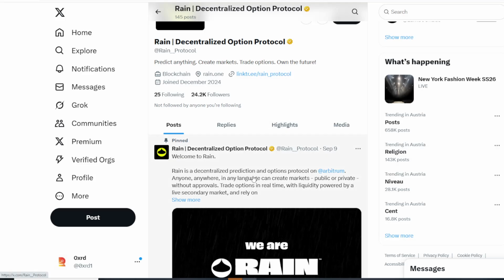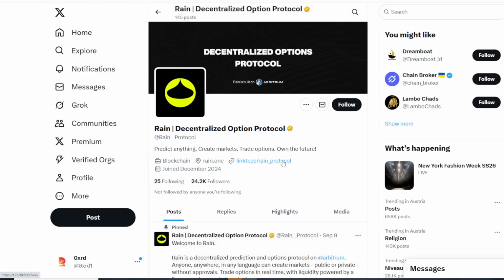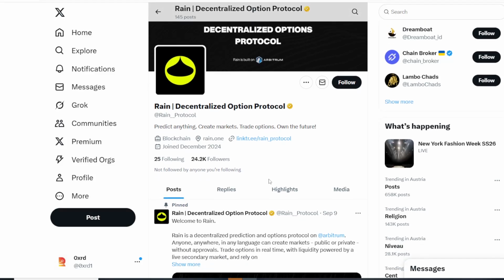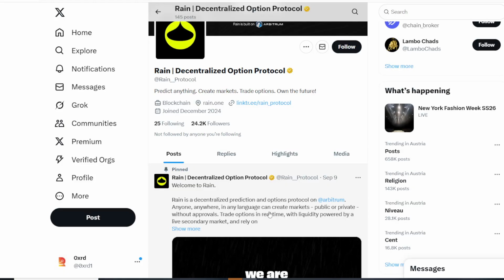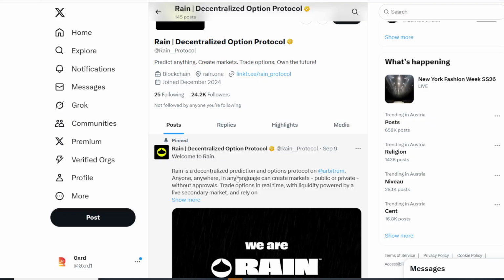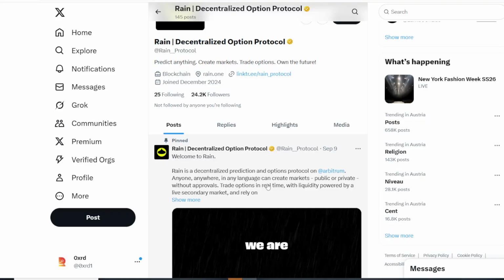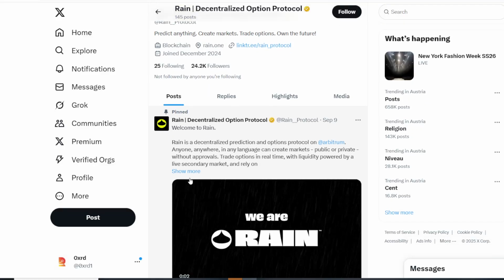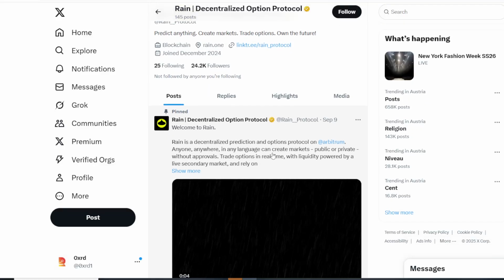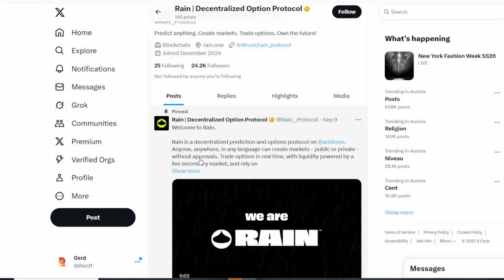So basically today we're going to do a tutorial regarding a decentralized options protocol, which is on the Arbitrum layer 2 network. It's essentially a decentralized prediction and options protocol, which enables anyone, anywhere, in any language to create markets, public or private, without approval.